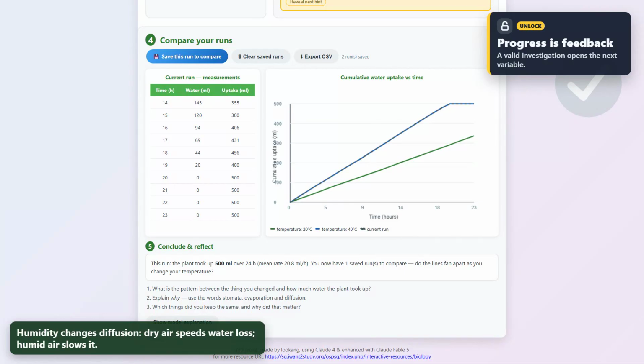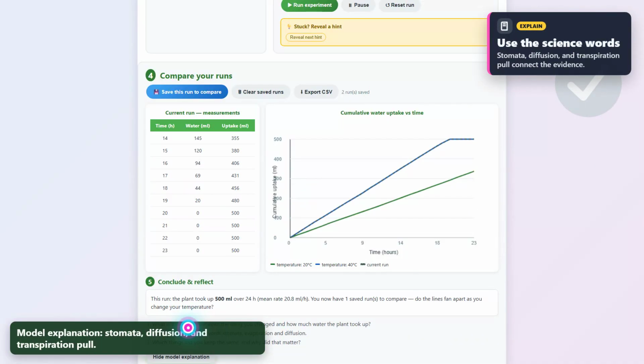Finally, open the model explanation. This connects the data to the biology. Water evaporates from moist surfaces inside the leaf, diffuses out through stomata, and creates a pull that draws water from the roots through the stem.